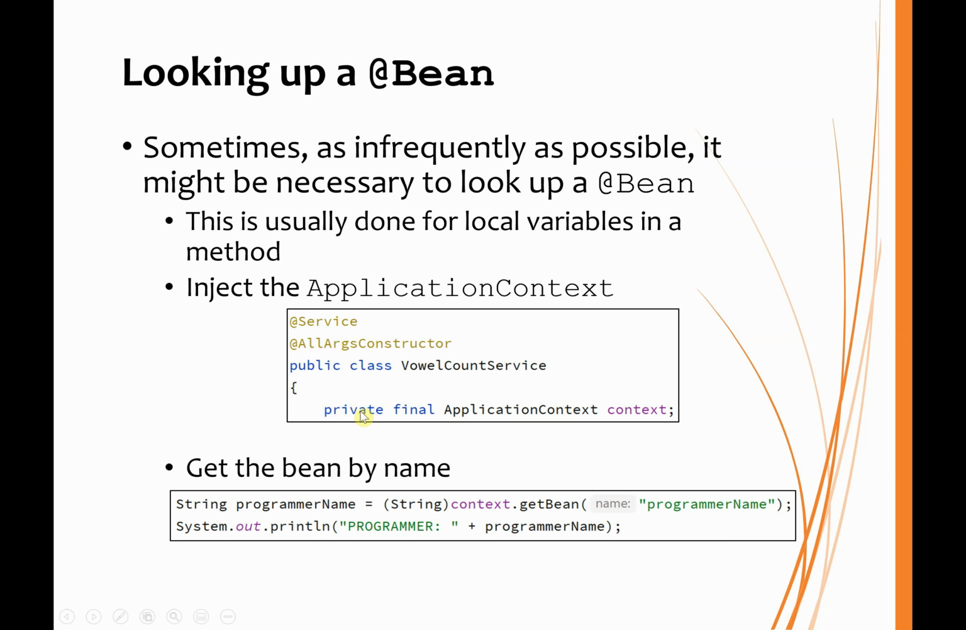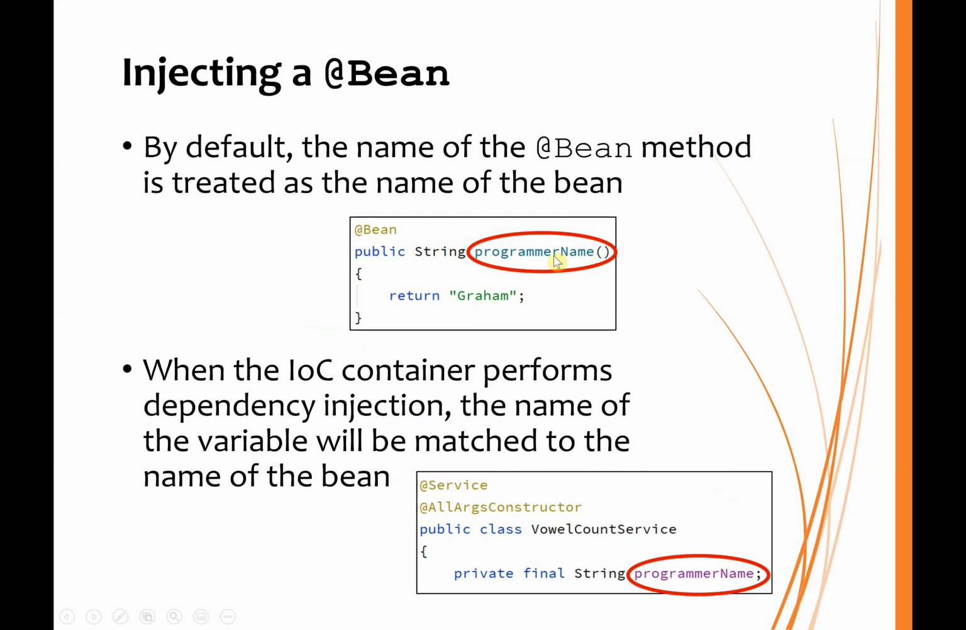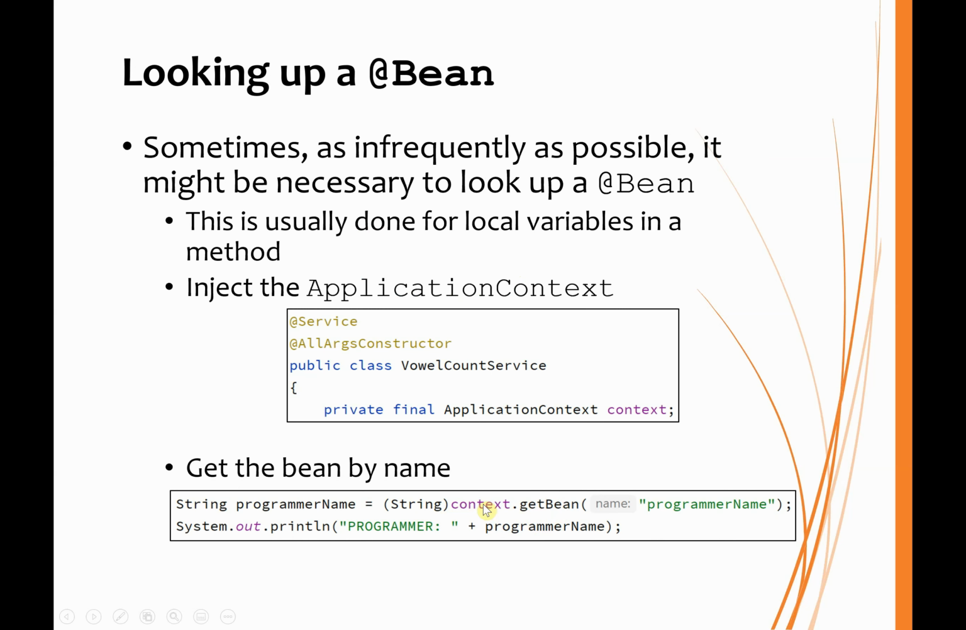So we would have a private, typically final, ApplicationContext. That's the name of the variable. And as long as we've annotated the class with the @AllArgsConstructor, that will tell the IOC container to insert a reference in here. Then down in the method that's going to use a local variable, we can get hold of the bean from the context by putting in the name of the bean, which is the name of that method there. The context will return a reference to that bean, and we can store it in our local variable and make use of it.